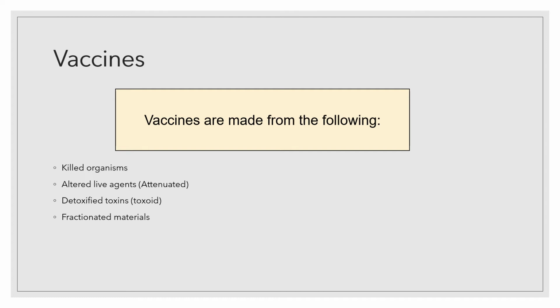And then finally, the last type of vaccine that can be made is one that's made from fractionated materials. This is a vaccine that's made from materials of the original organism. An example of that would be the vaccine from Haemophilus influenzae.